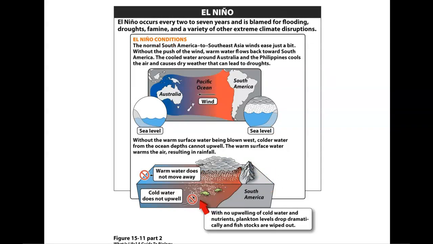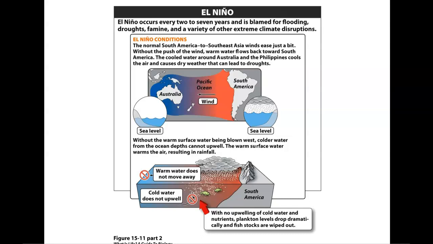So El Nino, like we said, occurs every 2 to 7 years. So that normal South America to Southeast Asia winds are going to ease up just a bit. And so without a push of the wind, warmer water flows back towards South America. The cooled water around Australia and the Philippines is going to cool the air and cause dry weather that can lead to droughts. Without the warm surface water being blown west, that cold water from the ocean depths cannot upwell.